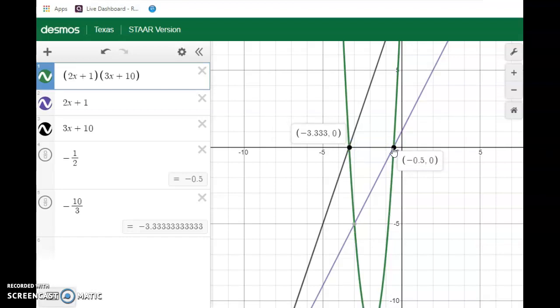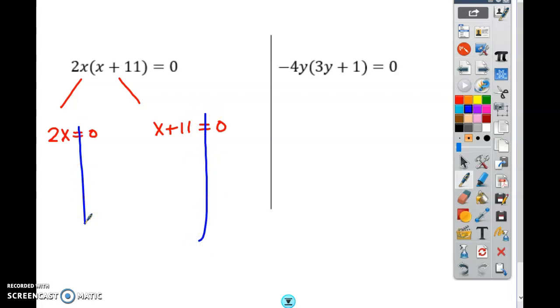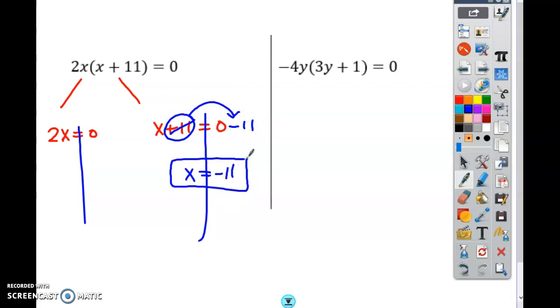Okay? Let's do the last two. I'll do one, you do the other one. Same thing. We're going to set this equal to 0 and this equal to 0. So 2x equals 0, solve. And x plus 11 equals 0 and solve. Okay? So I know that you know how to do this one. This one, you just move it over, change the sign. So that's negative 11. X equals negative 11 is one of my solutions.